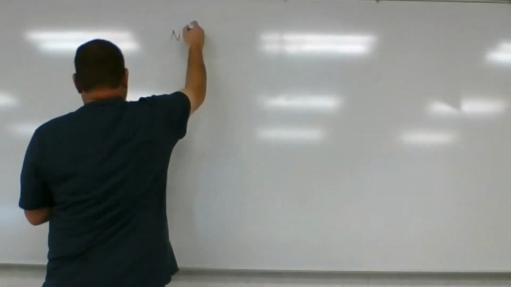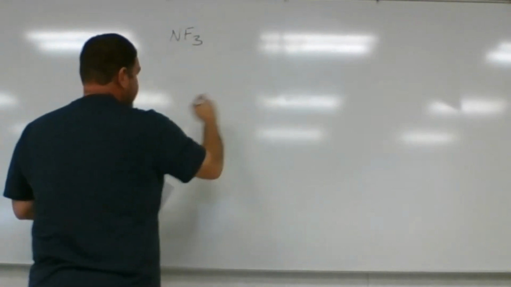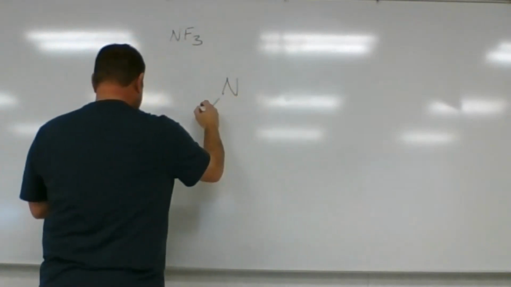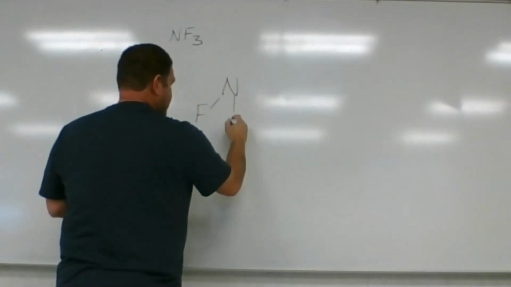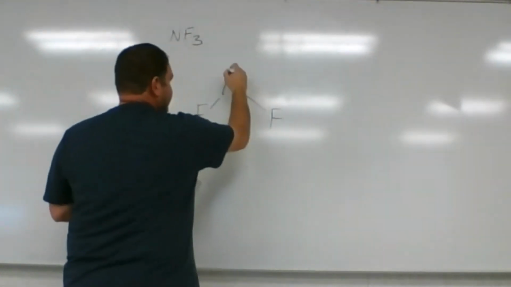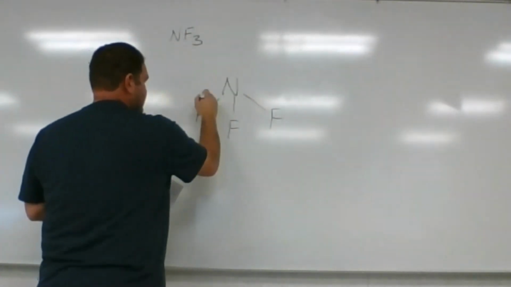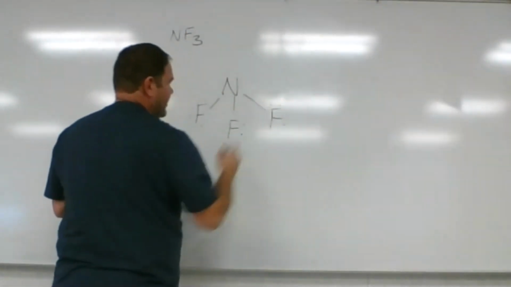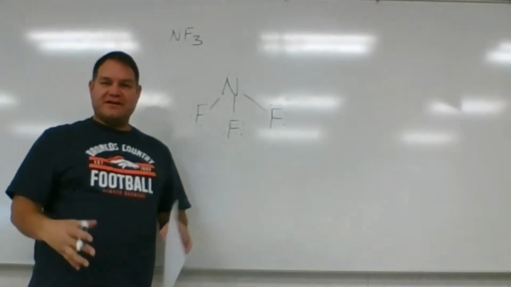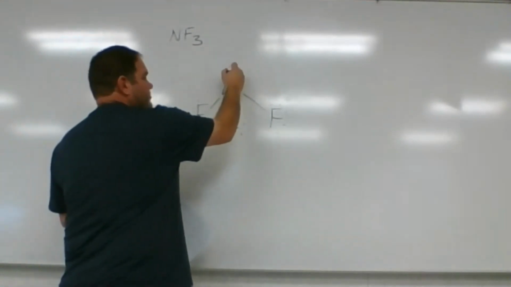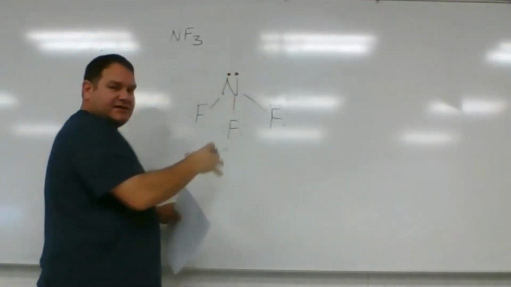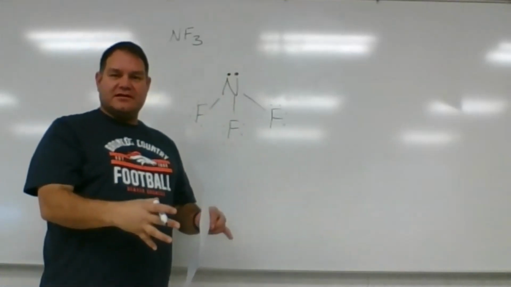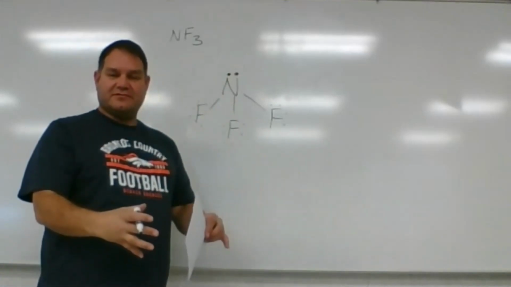All right, let's look at the next one, NF3. It's going to have a Lewis structure that looks like this. Here are my lone pairs. This is going to be pyramidal in shape because of the lone pairs on this nitrogen. It's going to create that pyramidal look.